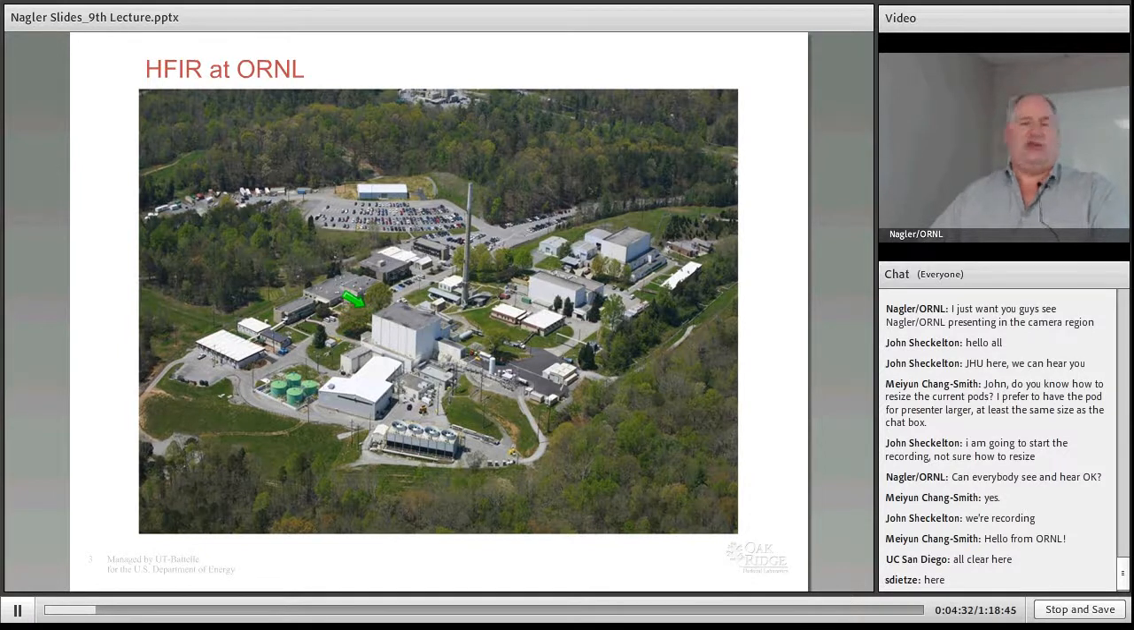And it's actually a high flux reactor. Originally, as you can guess from the name, the High Flux Isotope Reactor, it was built primarily to produce isotopes, but over the years, it was a multi-purpose facility where neutron scattering became more and more important. And it has very intense continuous beams of neutrons.